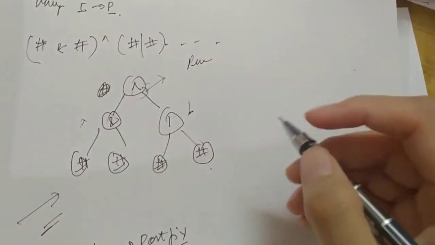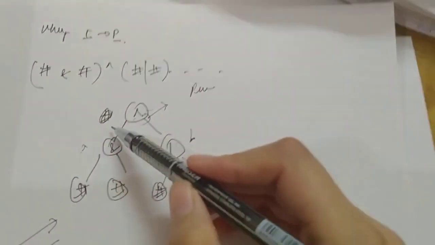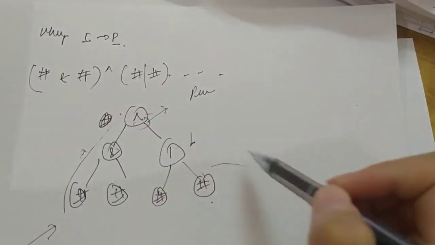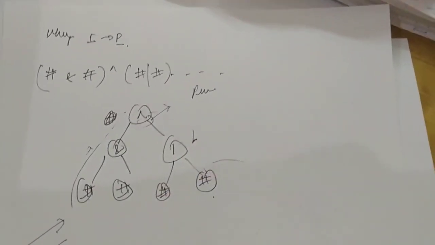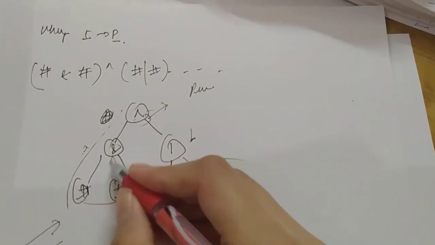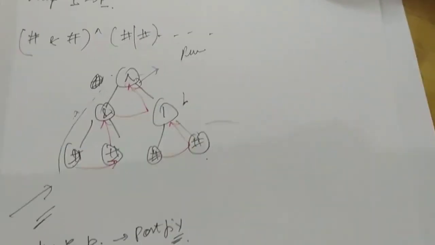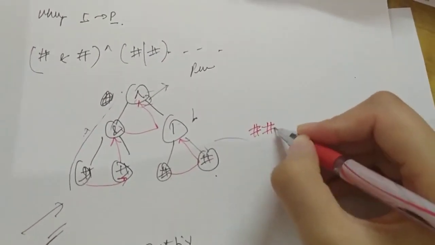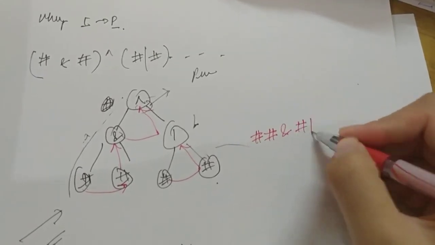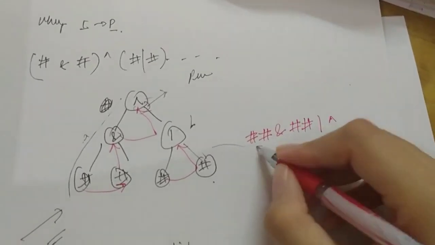How to convert an infix expression to postfix? Once we convert an expression to postfix, for example this expression into postfix, it will look like this. It is basically the post order traversal of the tree. Post order traversal will look like this. For example, we will first get hash and then we'll get hash and or, and then this.